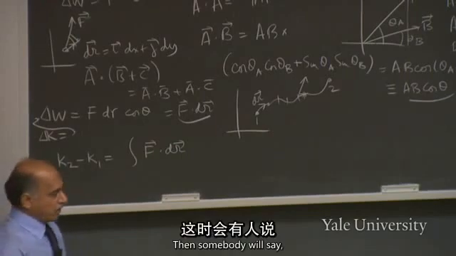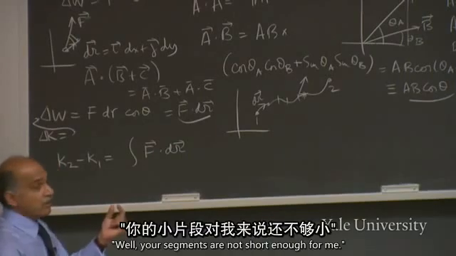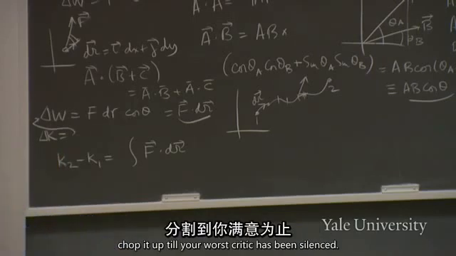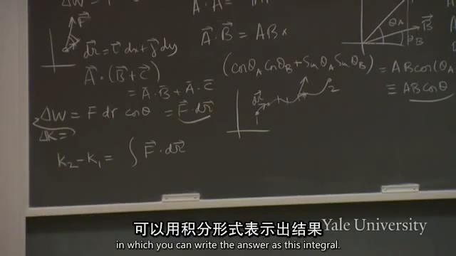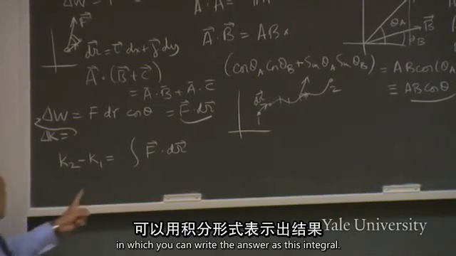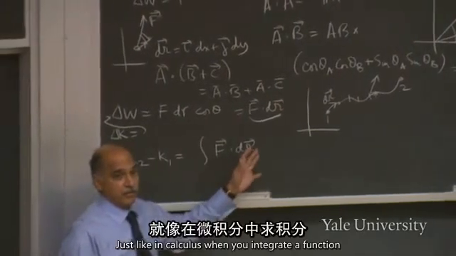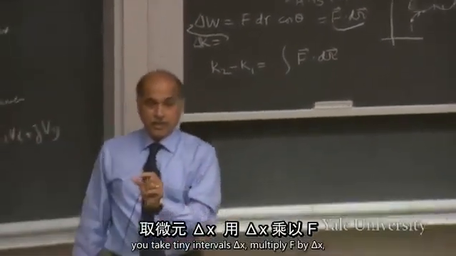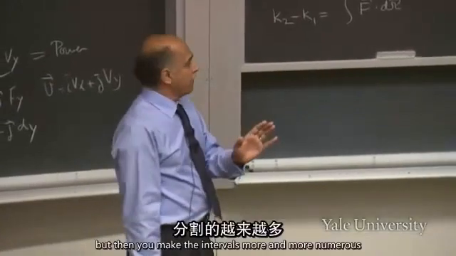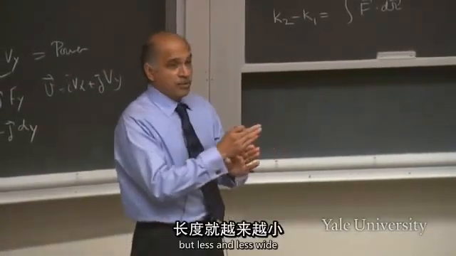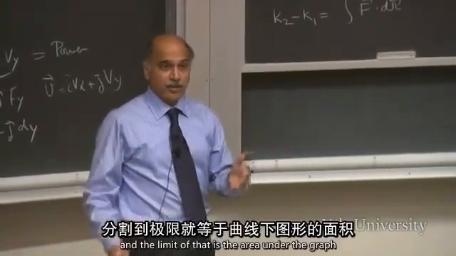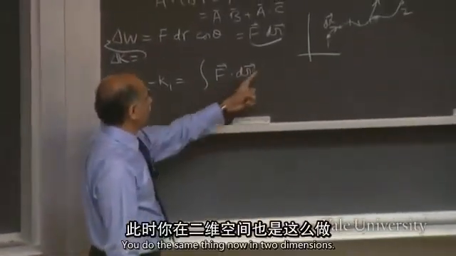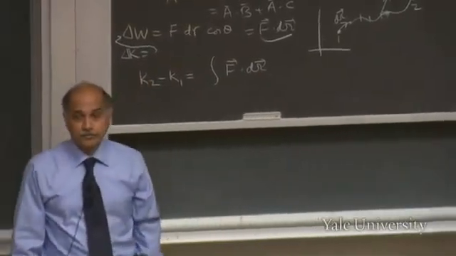Then somebody will say, well, your segments are not short enough for me. Well, chop it up some more and chop it up some more, chop it up till your worst critic has been silenced. That's the limit in which you can write the answer as this integral. Just like in calculus, when you integrate a function, you take tiny intervals delta x, multiply f by delta x, but then you make the intervals more and more numerous but less and less wide, and the limit of that is the area under the graph, and that's called the integral. You do the same thing now in 2 dimensions.